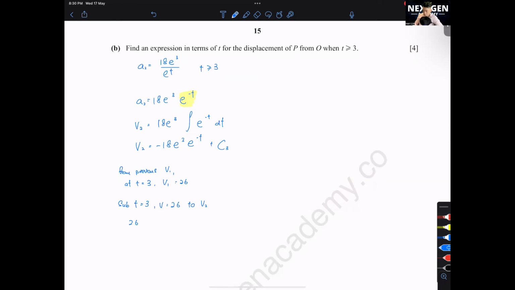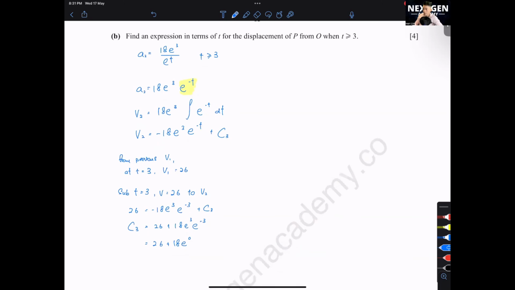Okay, sub it in. 26 equals negative 18 e cubed e power negative 3 plus c3. I'm subbing it all into here. Rearrange the entire thing. You get c3 equals 26 plus 18 e cubed e power negative 3. e cubed e power negative 3 will become e to the power 0, which equals 1. And then here we'll get 44.